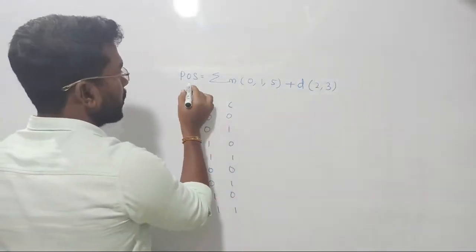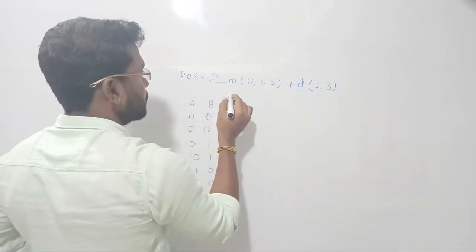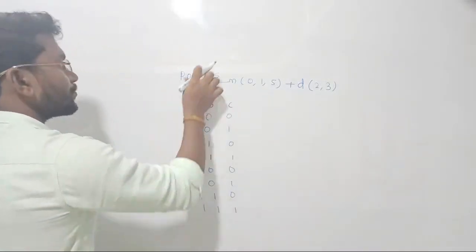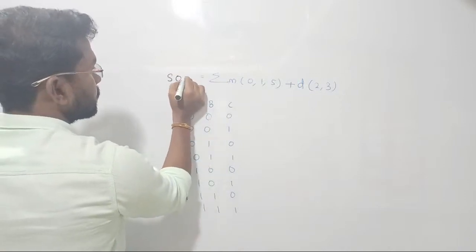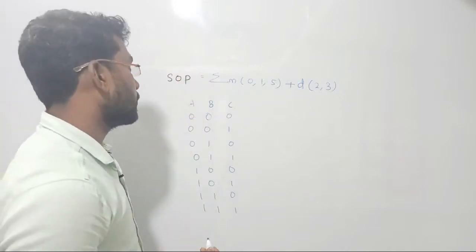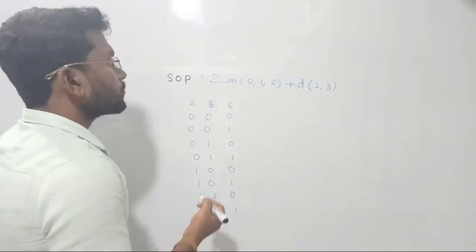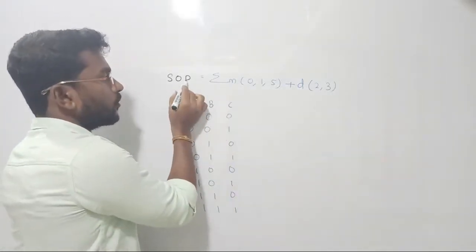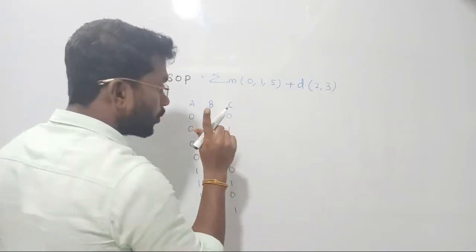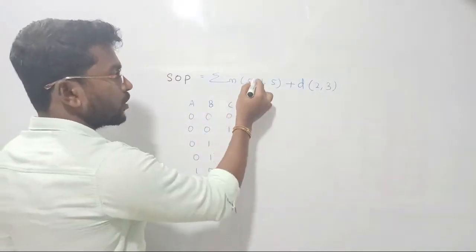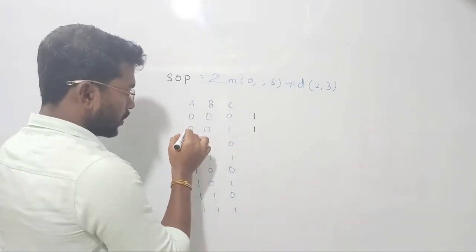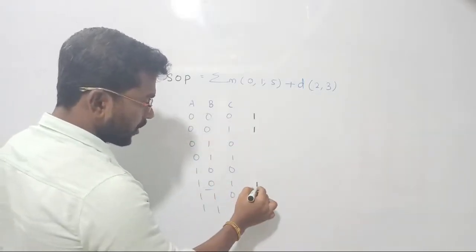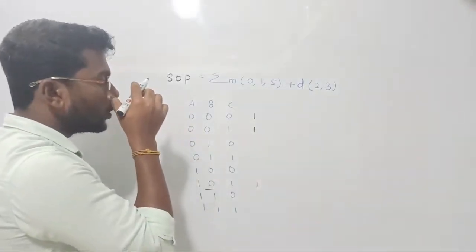Now what have they said here, in product of sum, right? Sorry guys, that is SOP, sum of product, right? In sum of product form, the output must be 1. Who should get 1? 0, 1, 5. For 0 the output is 1, for 1 the output is 1, and for 5 the output is 1. And then 2 and 3 are don't care.